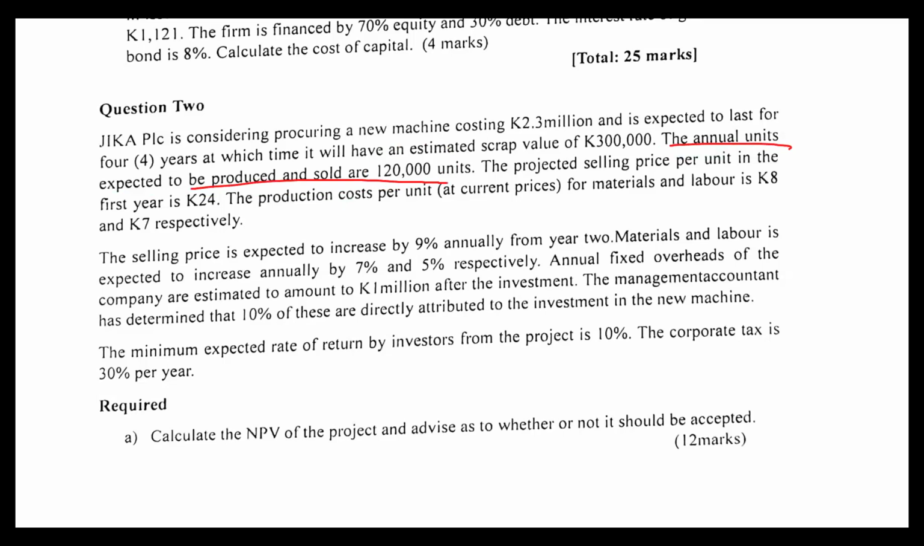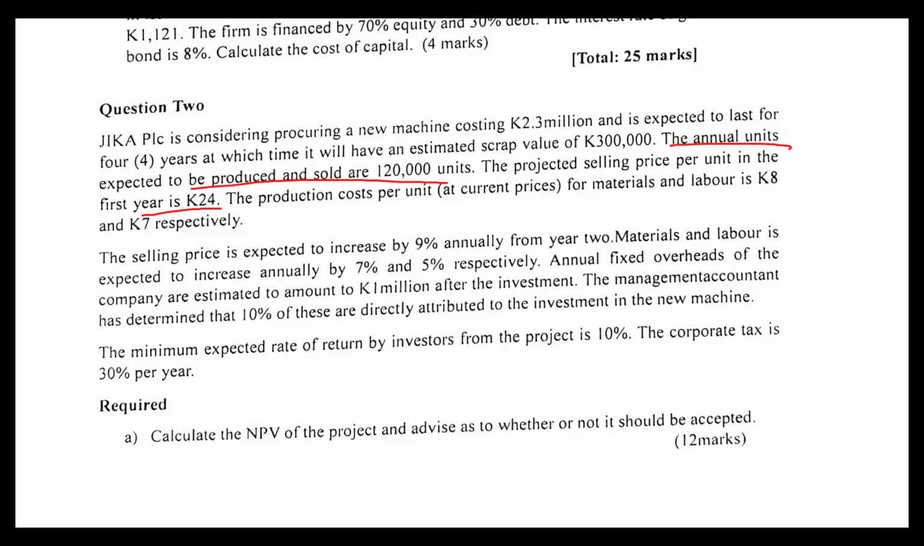The projected selling price per unit in the first year is 24. So first year, that's the sales unit, right? If you want the value of sales for the first year, it is basically the selling price, 24, multiplied by the number of units sold, 120,000. That will automatically give you the value of sales or revenue for the first year.